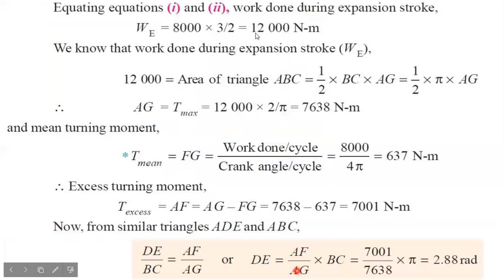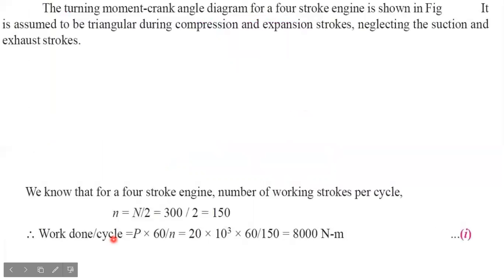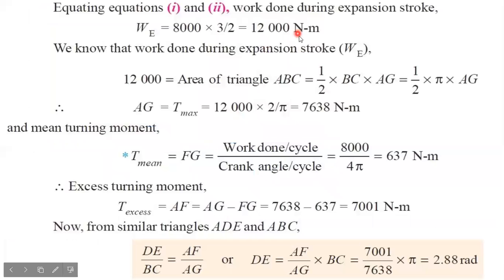Now what we're going to do is equate equation 1 and equation 2. So this is equation 2 and this is equation 1. Work done by the cycle is equation 1 and work done by the cycle is equation 2. So if we equate these two, the right hand sides will be equated. So finally we'll be getting 12,000 Newton meter.